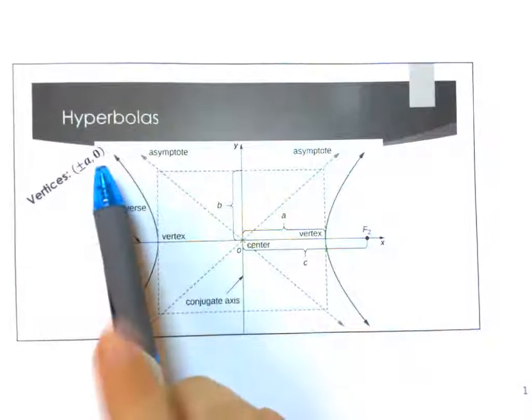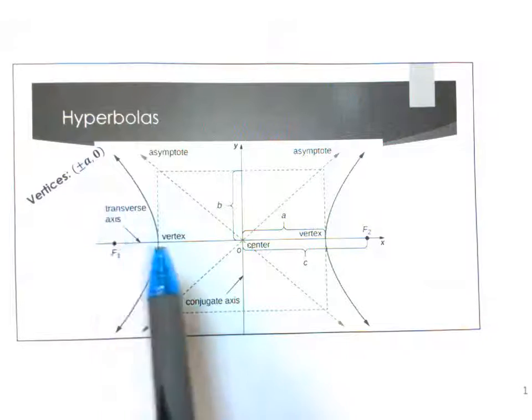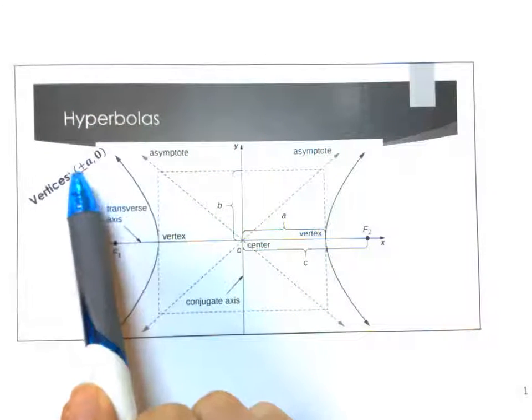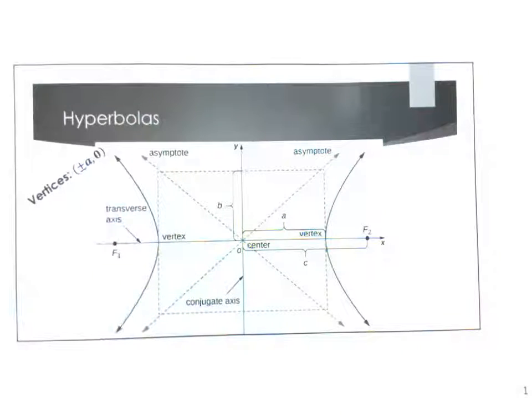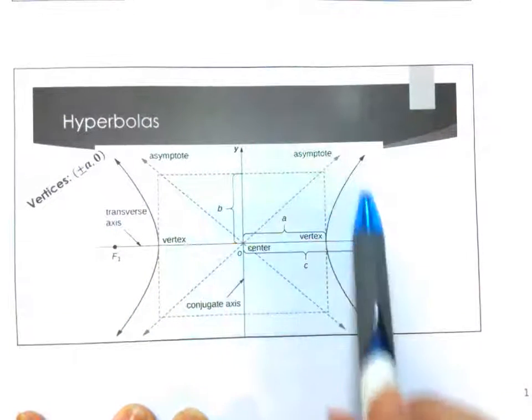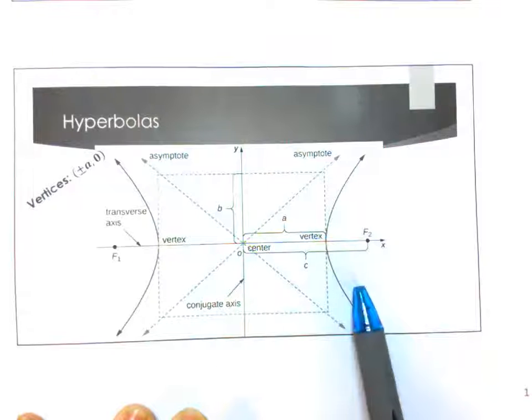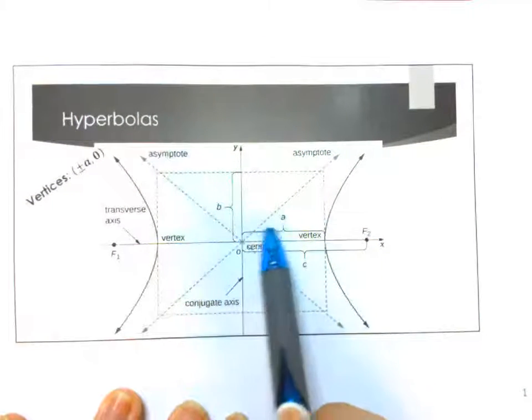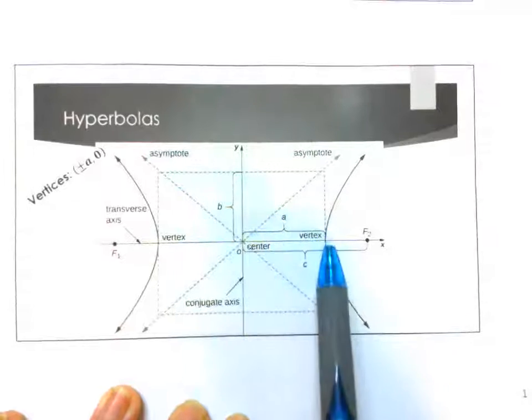And we're going to need a few important things. We're going to need the vertices. The vertices are going to be, if it opens left to right like this, at plus or minus a, and we'll talk about that in a second. This is just a lot of information, but there are a few important things that I want to show. We do have a center, and the vertex is that a distance away.